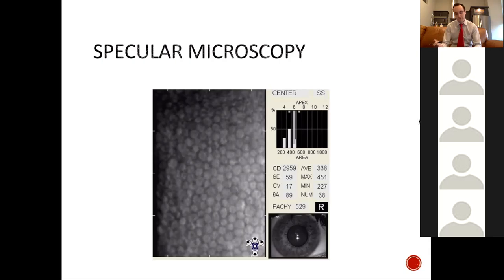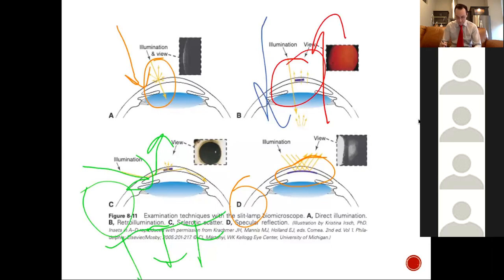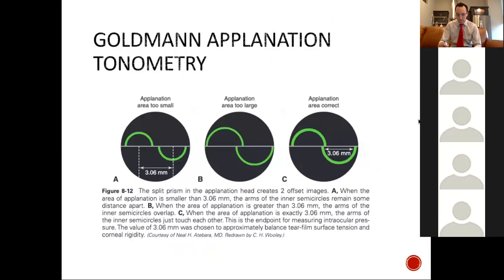Let's say the cell count is reduced or the shape is off, something like that, and they may ask you, well, what type of principle or technique is behind this specular microscopy? In which case, you would go ahead and choose specular reflection. Okay. So now we can go ahead and review some Goldmann.